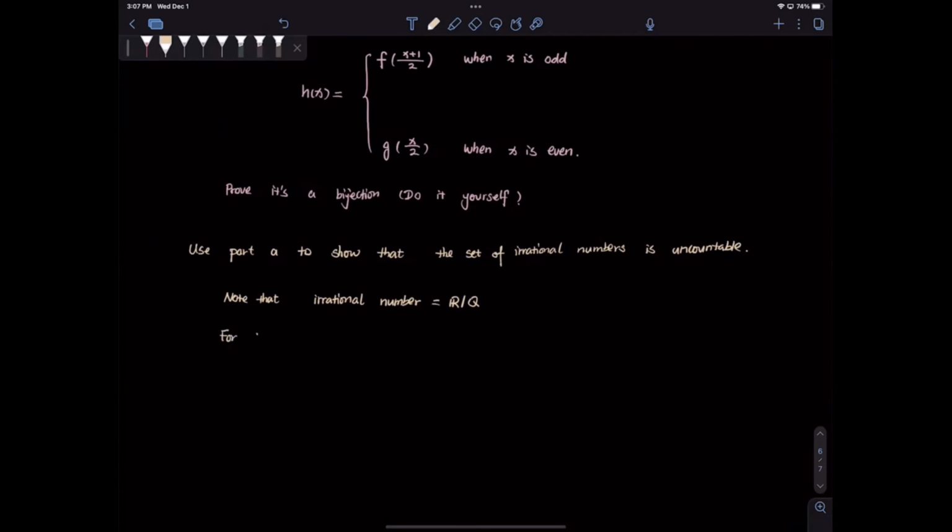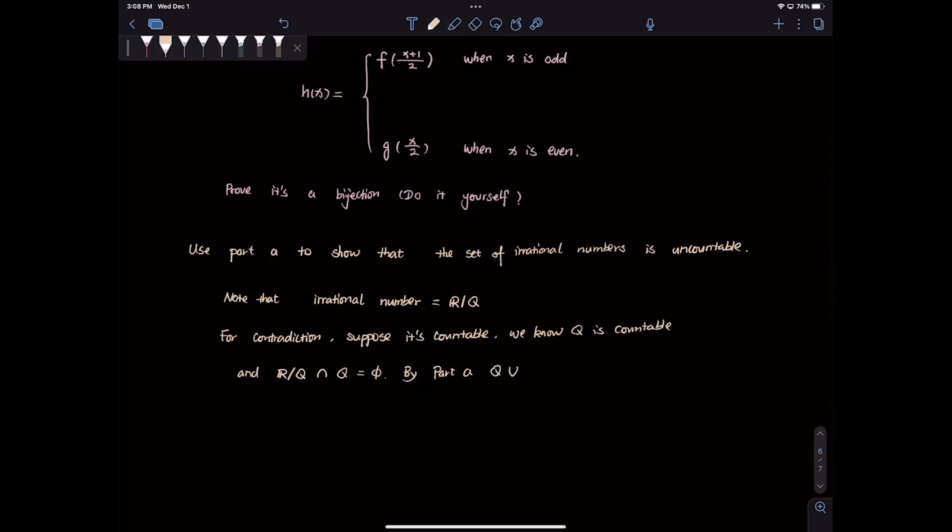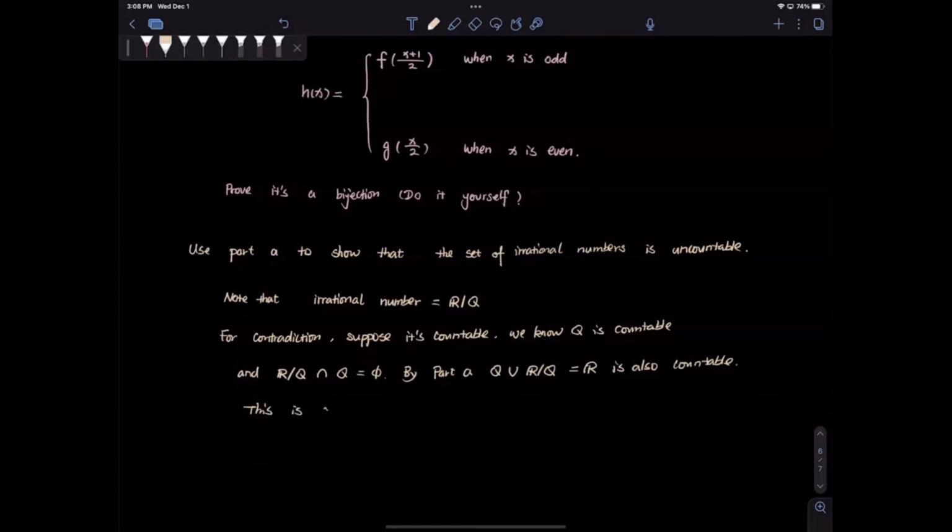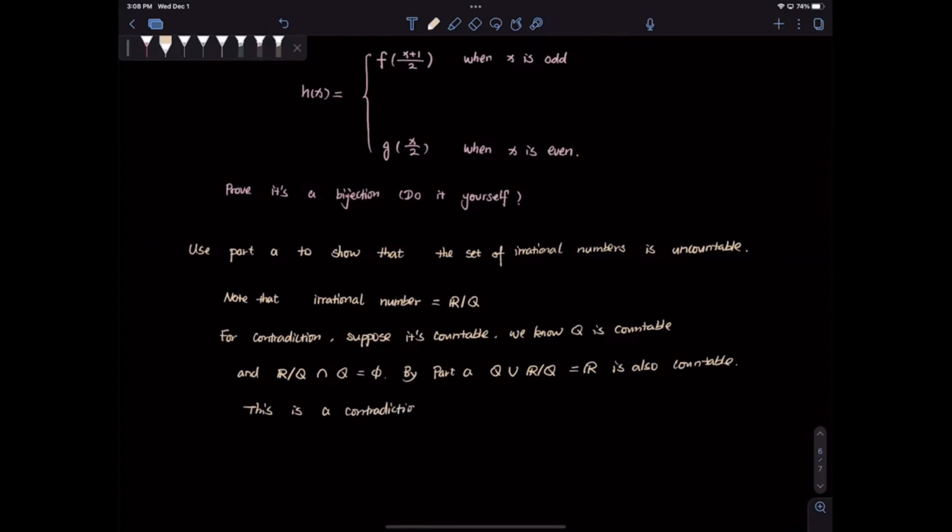So for contradiction, let's suppose it's countable. We know Q is countable. And R minus Q, the irrational numbers, intersect Q is the empty set. So this means they are both countable and disjoint. Done by part A, Q union R minus Q, which is R, is also countable. And this is a contradiction because we know R is not countable.